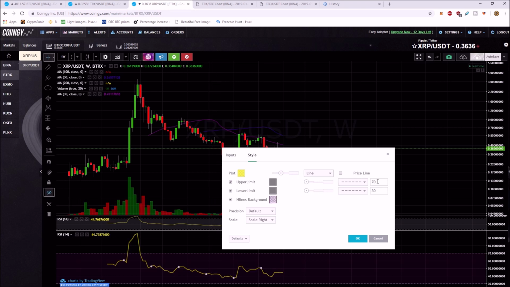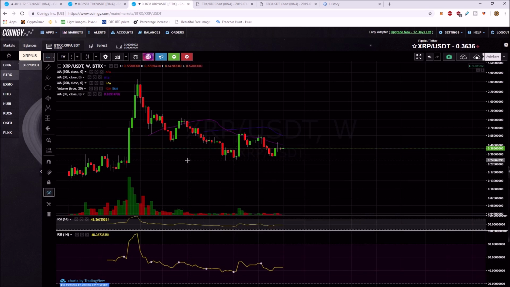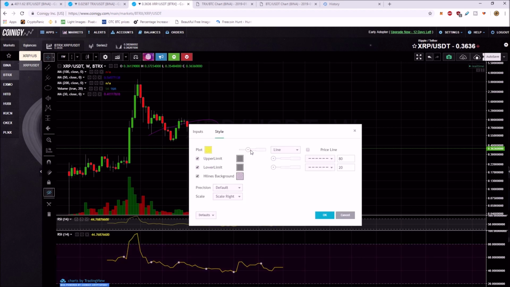And then on RSI, you always want to change it to 80 and 20. That's your top. So this will show you overbought at 80 and oversold at 20. This is always real good. RSI is probably one of my favorite indicators, so I definitely recommend that you use it.